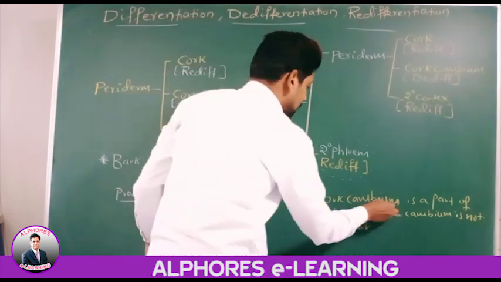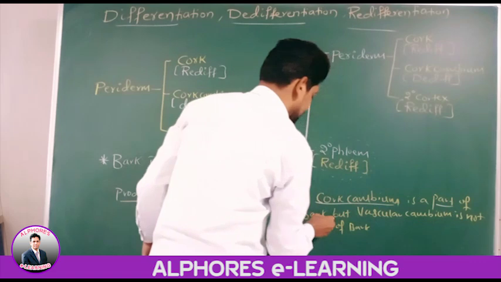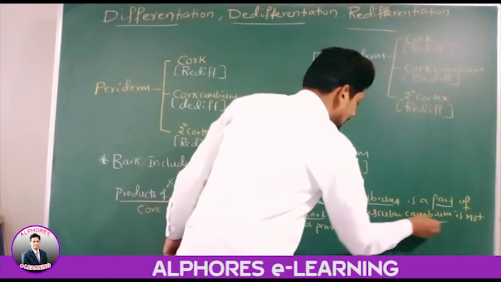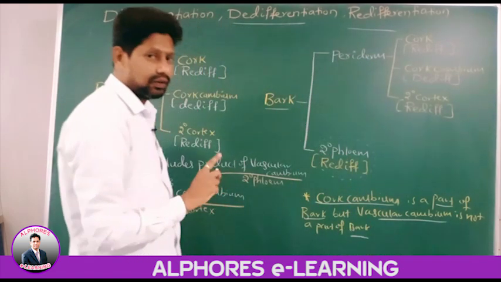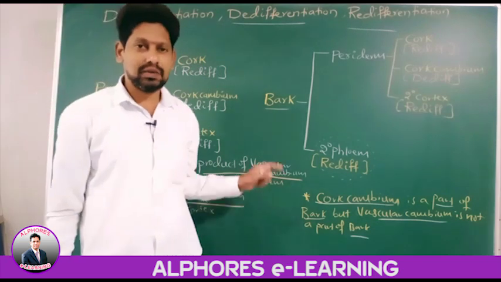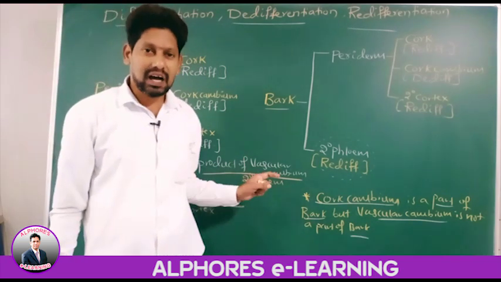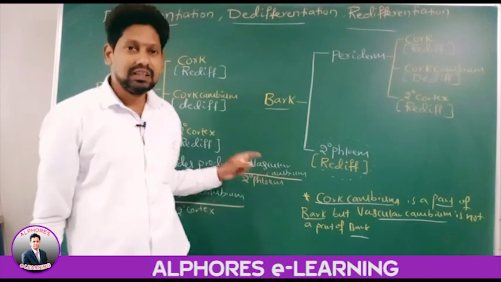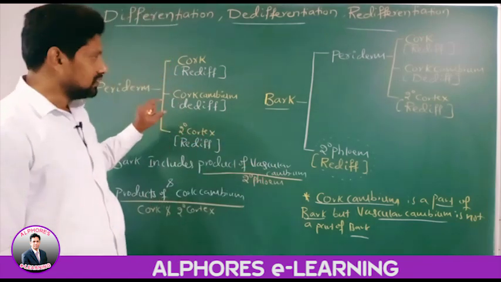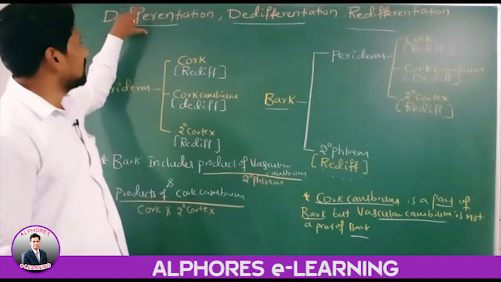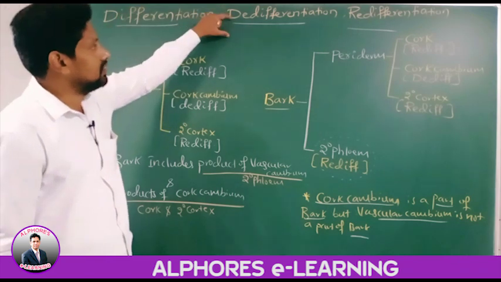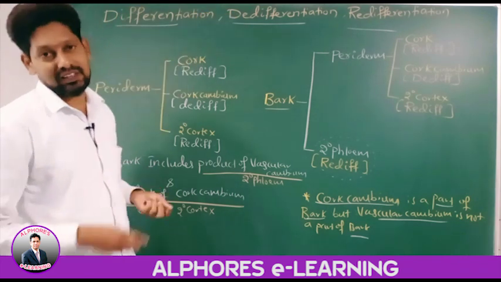Cork cambium is a part of bark. Is vascular cambium a part of bark? No. Therefore, vascular cambium is not a part of bark, but cork cambium is a part of bark. Is this statement clear? With this, we completed differentiation, de-differentiation, redifferentiation.